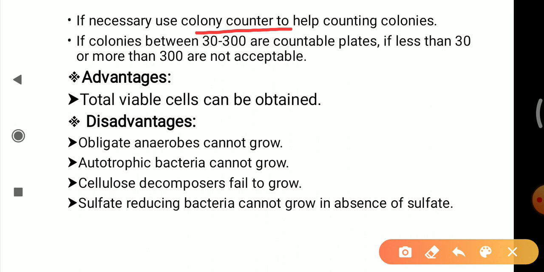Now we will see the advantages. Total viable cells can be obtained. The disadvantages are that obligate anaerobes cannot grow, autotrophic bacteria cannot grow, cellulose decomposers fail to grow, and sulfate-reducing bacteria cannot grow in the absence of sulfate. This is all about methods of studying soil microflora.